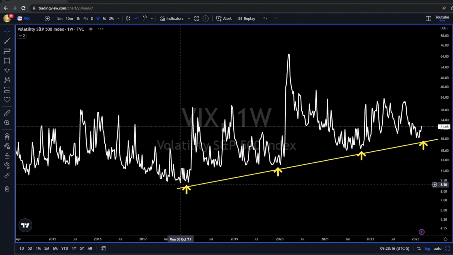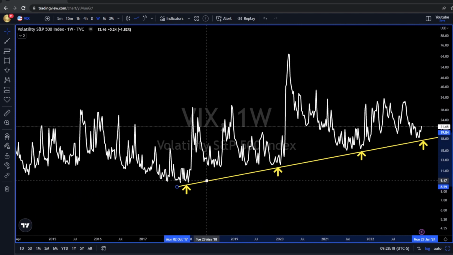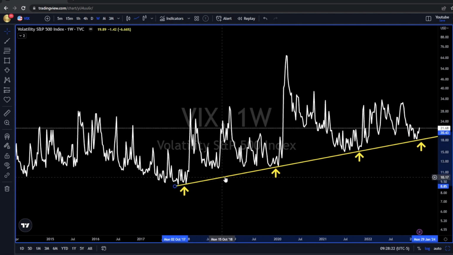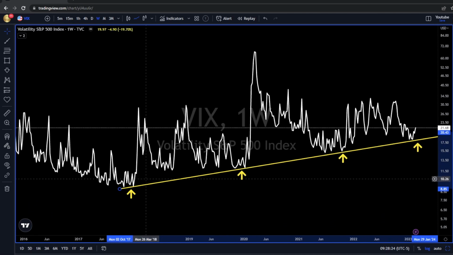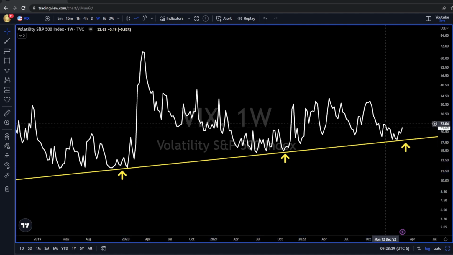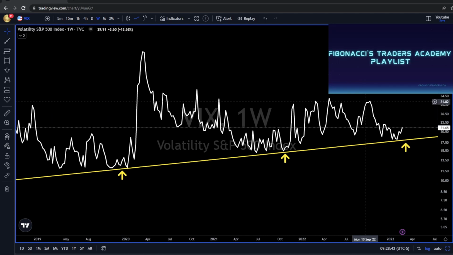VIX, we have this trend line. We can get a little bit more accurate. Now you can see this trend line holding the higher lows since November 17. Each and every time price reached this trend line, it bounced. Now we have double bottom once again. Next resistance will be the 23. Above it, look left. This one and this one.